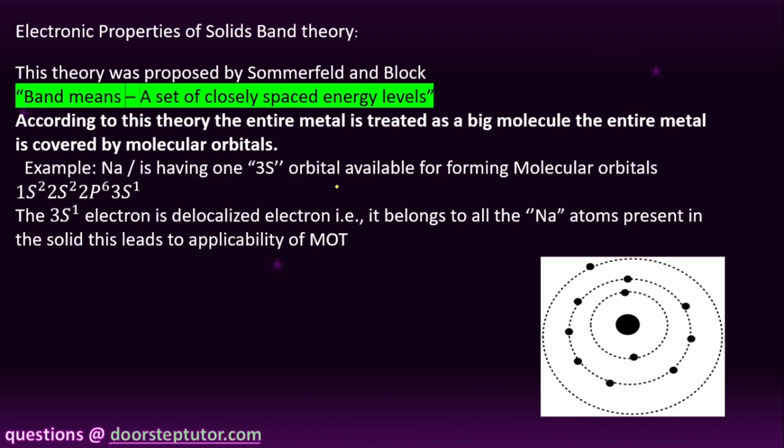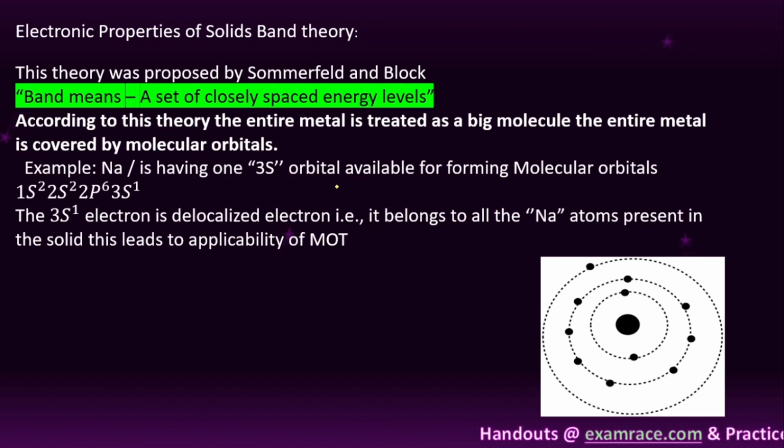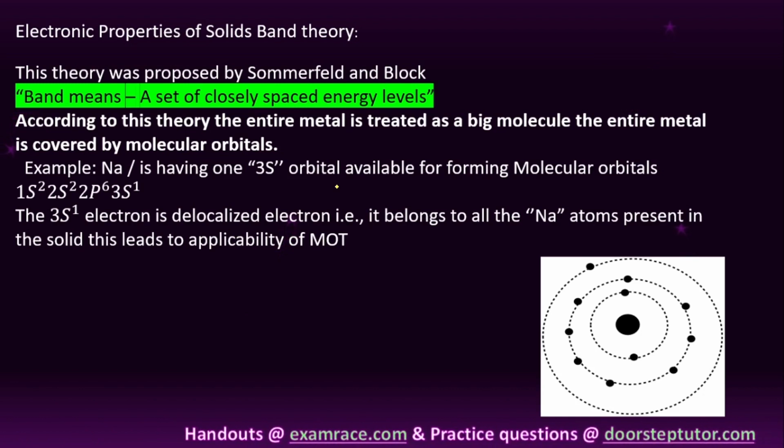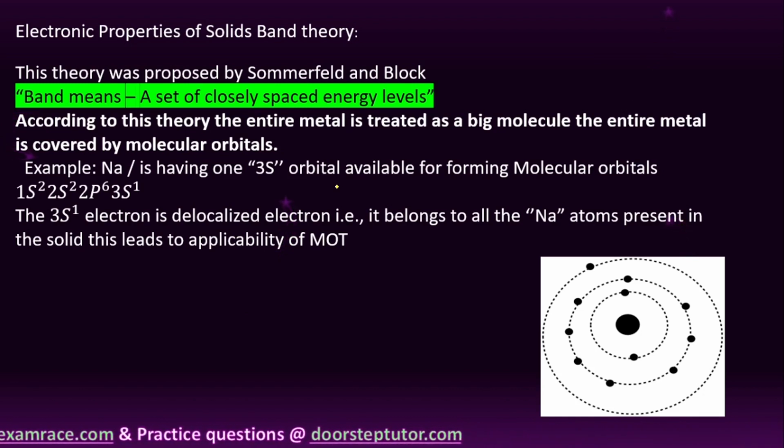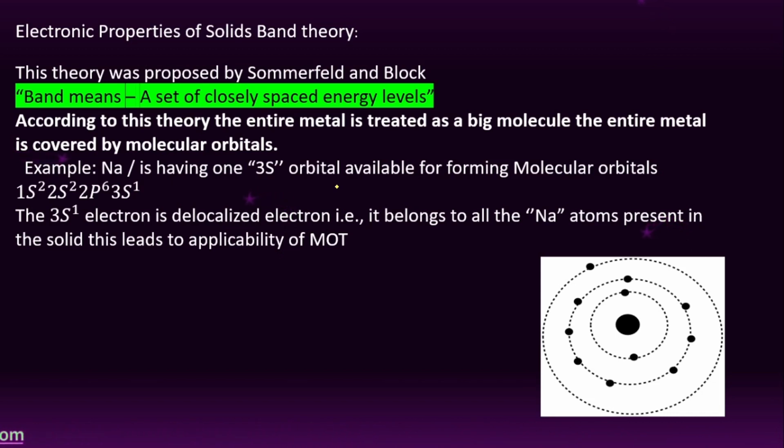We can imagine that in a band, 10 to the power of 23 closely spaced energy levels are there. So we can call it a band. According to this theory, the entire metal is treated as a big molecule. The entire metal is covered by molecular orbitals.